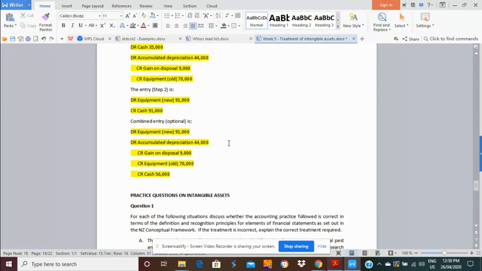That's it, what you need to know about the disposal of the assets, the three methods of it.